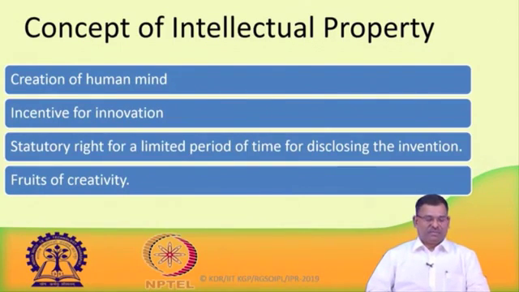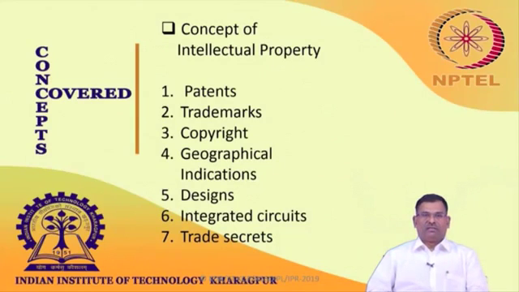At the same time, we can see the different categories of intellectual property law, and in this particular week we are going to deal with patents, trademarks, copyrights, geographical indications, designs, integrated circuits and trade secrets. These are the 7 categories of intellectual property rights described in one of the WTO agreements dealing with intellectual property law, that is the Trade Related Aspects of Intellectual Property Rights.